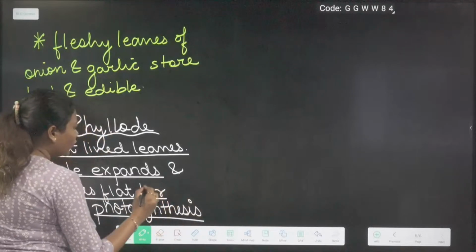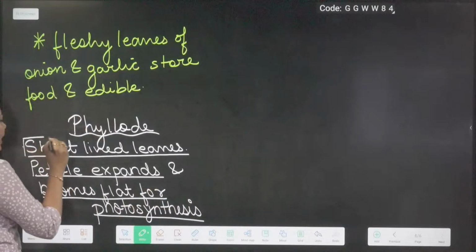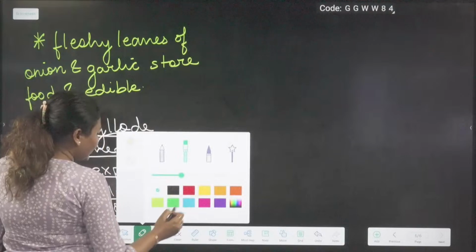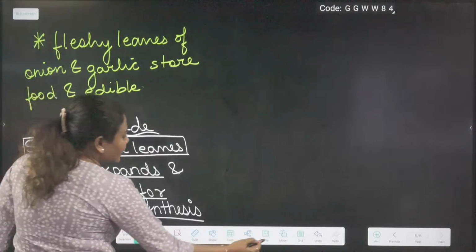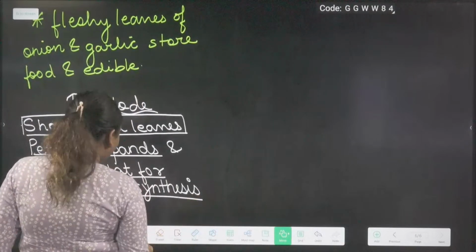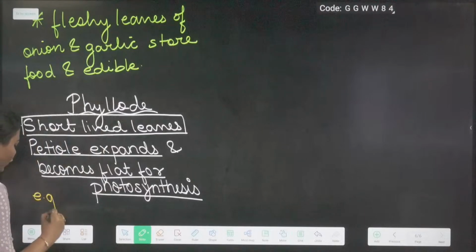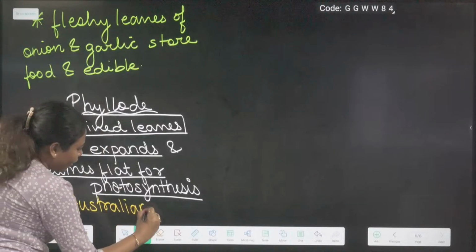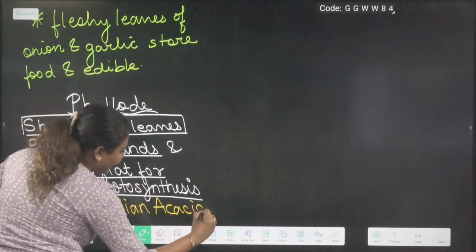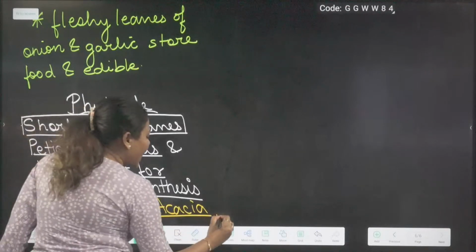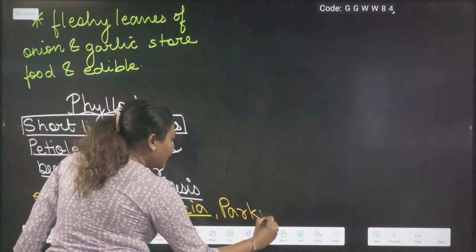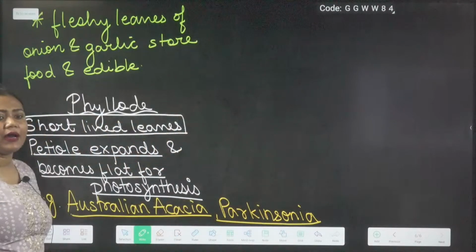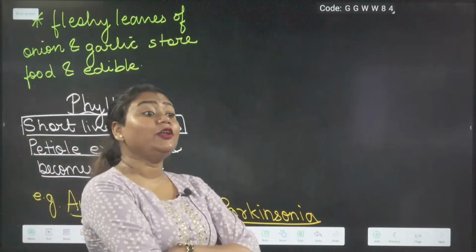So in phyllodes, the leaves are short-lived. They die. So who is doing the photosynthesis over here? The petiole. What is the example of phyllodes? Australian acacia and Parkinsonia.